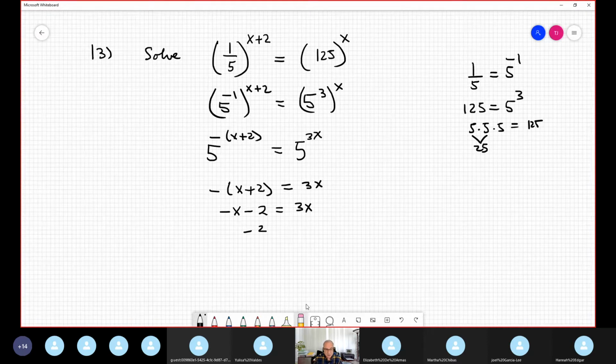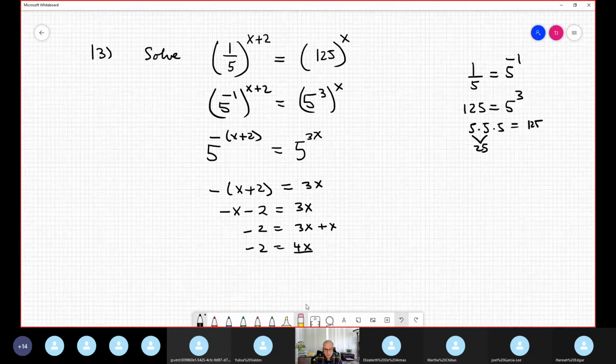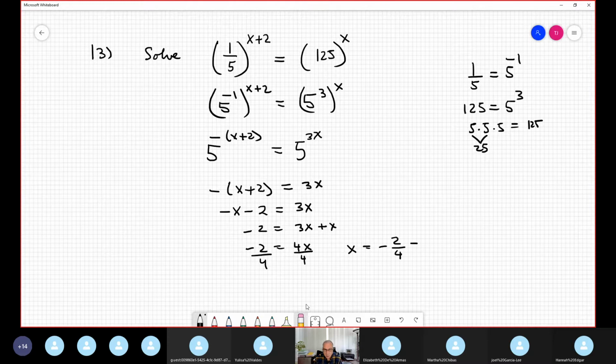Suppose that minus 2 stays here, 3x, I move this like a plus 1x. Finally divided by 4, so x alone is negative 2 over 4. Okay, when you reduce to the lowest terms it is negative 1. Therefore x is equal to minus 1. Done.